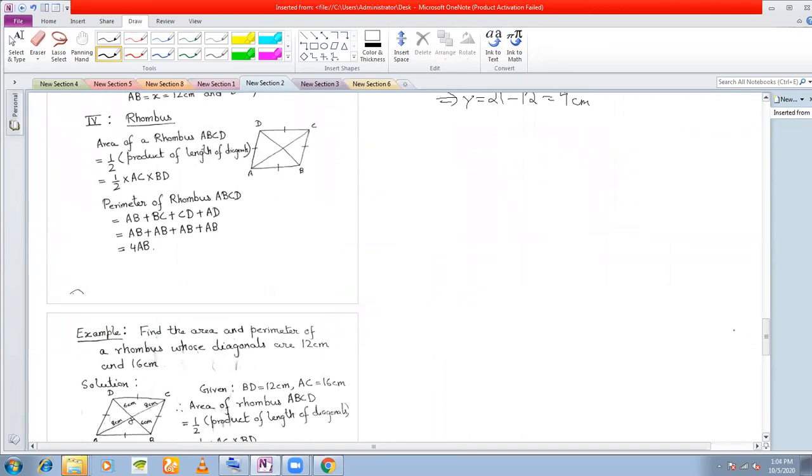Next is area of a rhombus. Now a rhombus is a special kind of parallelogram in which all the sides are equal. So these two will be parallel and they'll be equal also. All sides will be equal for a rhombus. This is how a rhombus looks like.